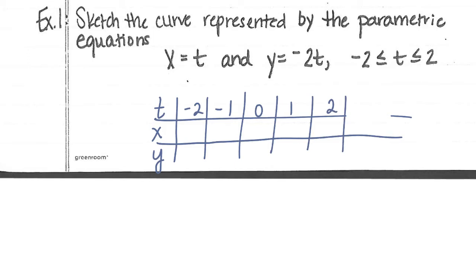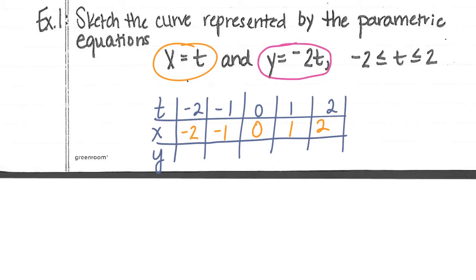So I can go ahead and make a chart and plug in numbers. If x is equal to t, aren't we just going to repeat all these numbers? Negative 2, negative 1, 0, 1, and 2. Yeah, because x is equal to t. But y has a little shift on it. We're going to multiply everything through by negative 2. So this will be 4, 2, 0, negative 2, and negative 4.